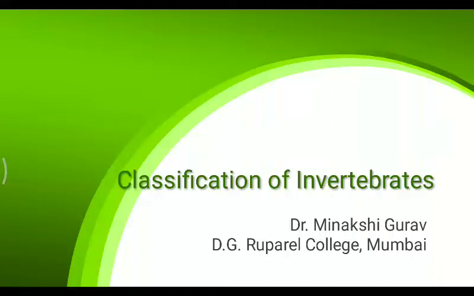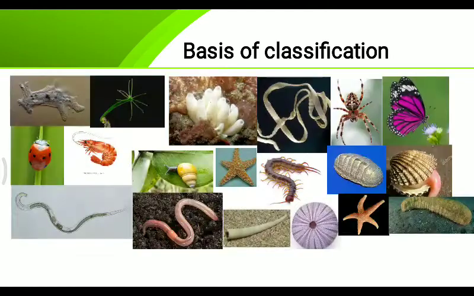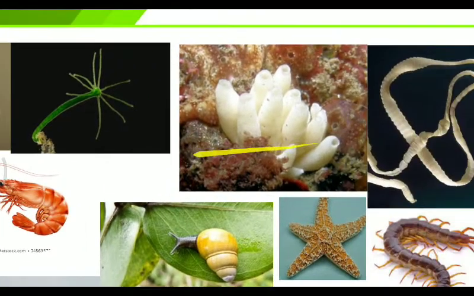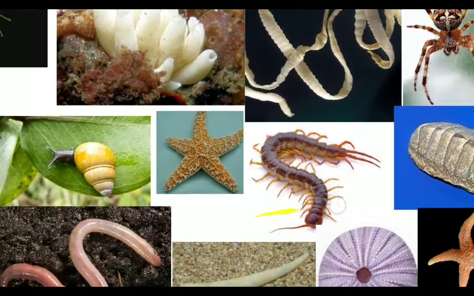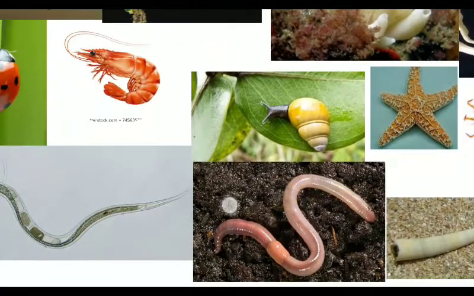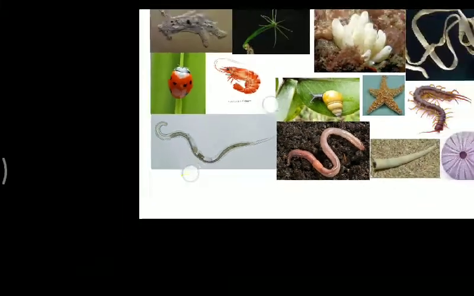Hello students, let us discuss the classification of invertebrates, the organisms that do not have a vertebral column or notochord. These are some of the representative animals which you probably know, and I have taken these examples so you can visualize the features of invertebrates. There are amoeba, hydra, sponges, tapeworm, spider, centipede, starfish, snail, and so on, so that you can understand them easily.